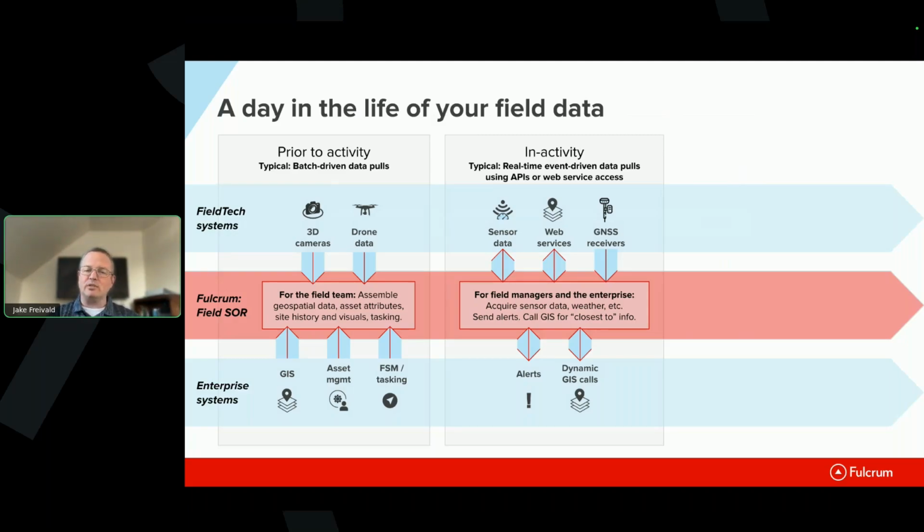It also could push out alerts to people. If you see that there's a fence down at a substation, then we want that alert to go out right that minute. So you can do that in activity. And you can also make dynamic GIS calls, assuming you have a connection, which you don't always have.